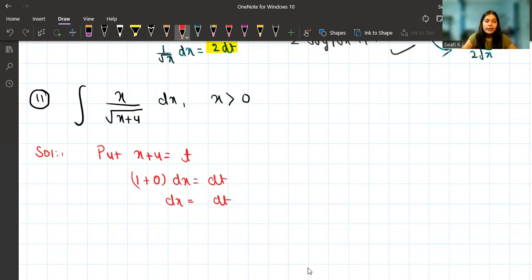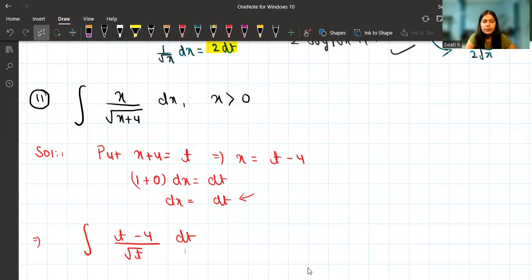So I can rewrite the expression as the integration of x. From this, I can see that x equals nothing but t minus 4. So I can write this as t minus 4 upon root over x plus 4, and x plus 4 is t, so I can just substitute t. dx is dt from here, so therefore it is dt.